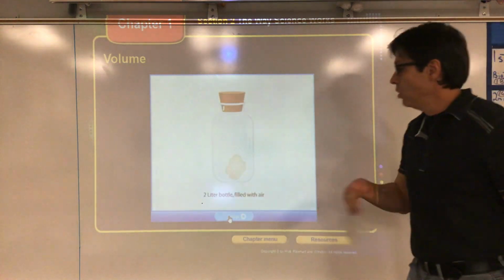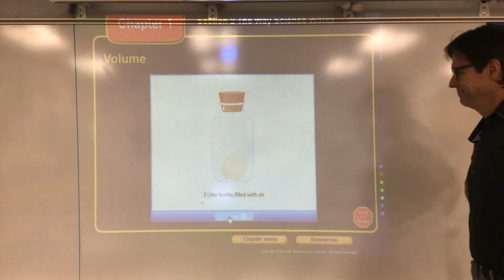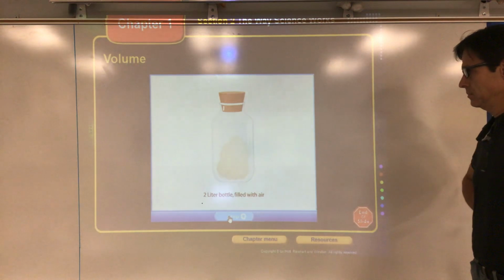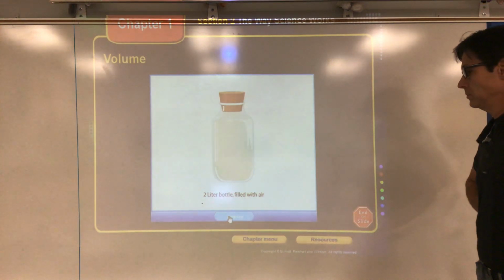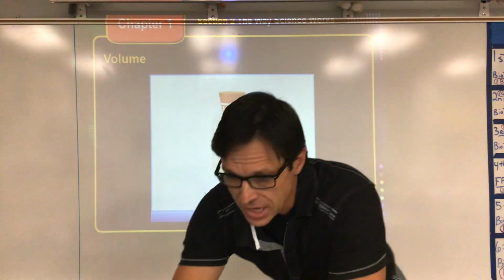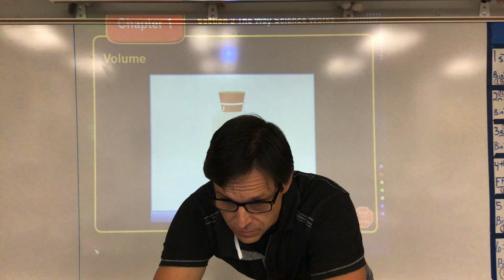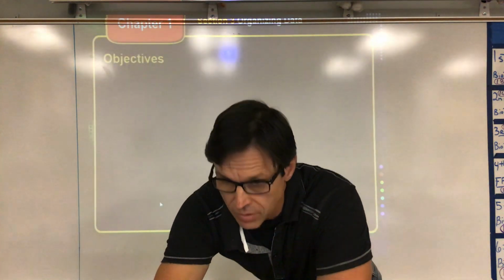So a little review on the volume of a gas: it can be measured by measuring the volume of the container it is in, because a gas will expand to fill its container. Okay. So that one example there, that graduated cylinder, was showing you that perspective.